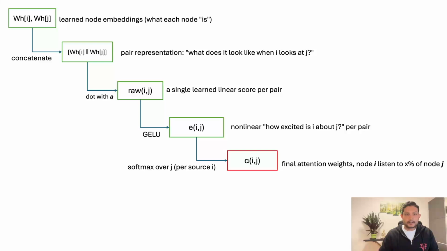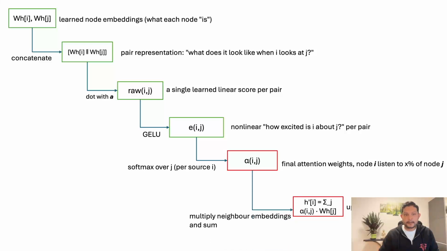The next part is softmax, where we will find the final attention weight, meaning what percentage of node I listens to node J, and then how to update this score corresponding to each node feature. That is the more interesting part, and we are going to cover it in the next video.